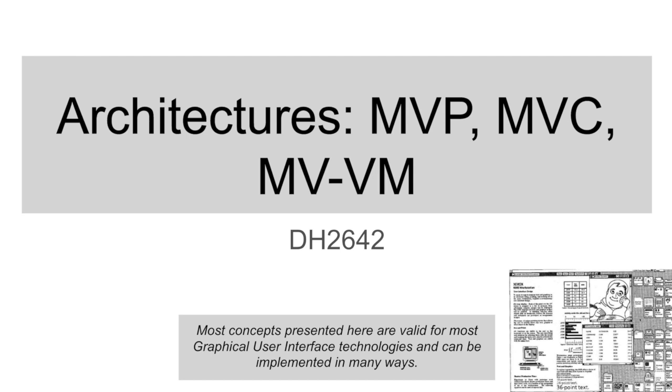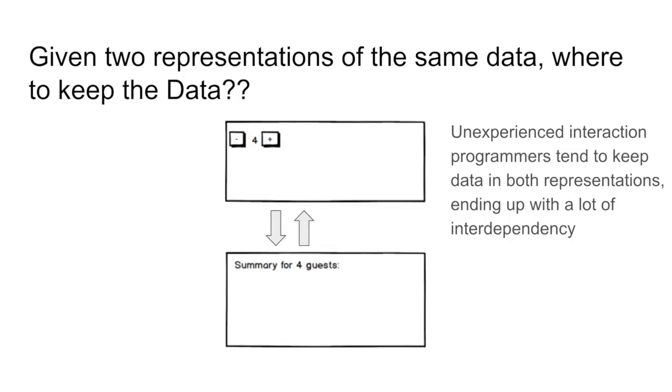The architectures for interaction programming presented here have been applied for many years and will probably be applied in many technologies, many applications, many frameworks for that matter, even outside the web environment that we work with today. Given two representations of the same data, where should we keep the data?